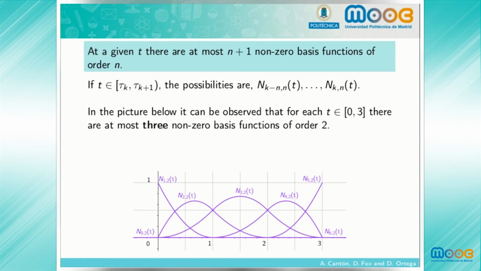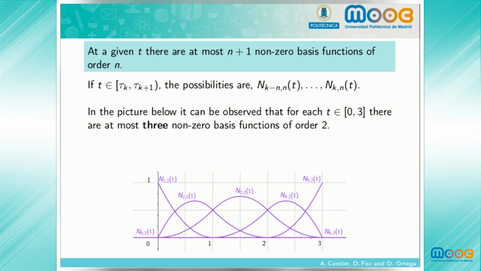The final important property of the basis functions is that for a given value of t, there are at most n plus 1 non-zero basis functions of order n. Suppose t is contained in the interval between two consecutive knots. The n plus 1 order n basis functions that are possibly non-zero are indexed, running from k minus n to k, where t is contained between tau sub k and tau sub k plus 1.